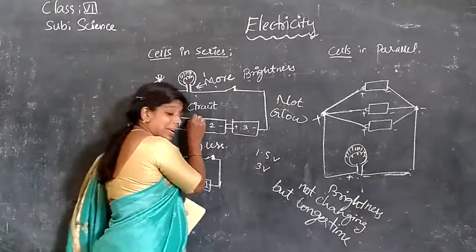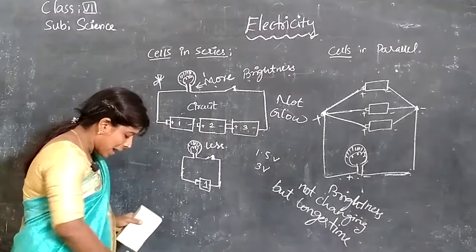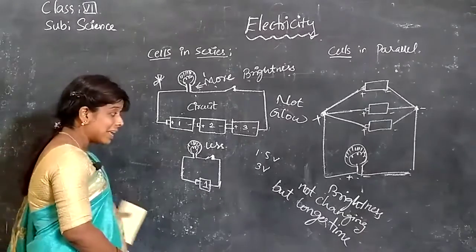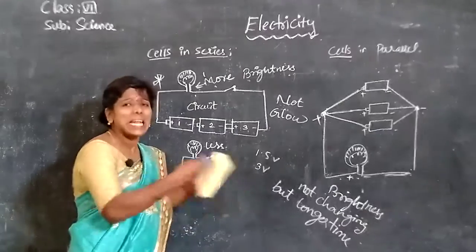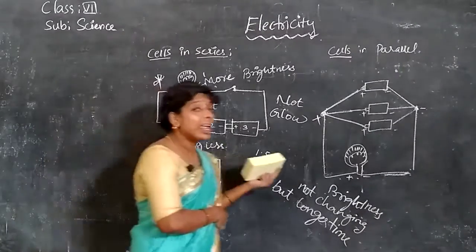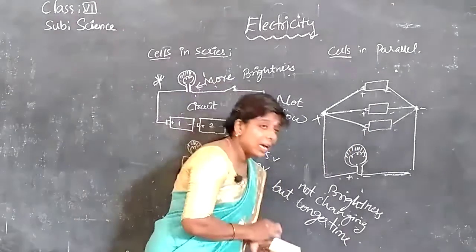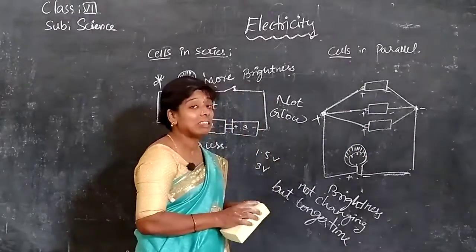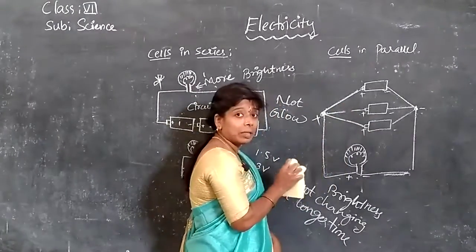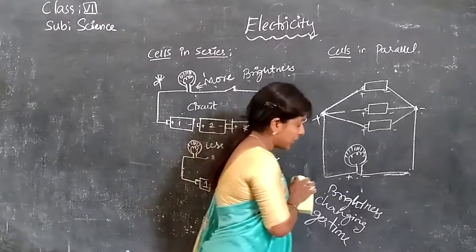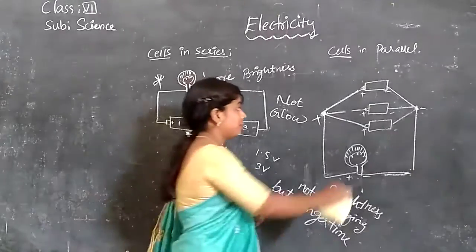Opposite to that, in series brightness is increasing but for lesser time. Energy will be completed. Here, either from this or from this or from this it will be using. And here about parallel connection, cells in parallel. Suppose if it is broken in this, even then the bulb is glowing.